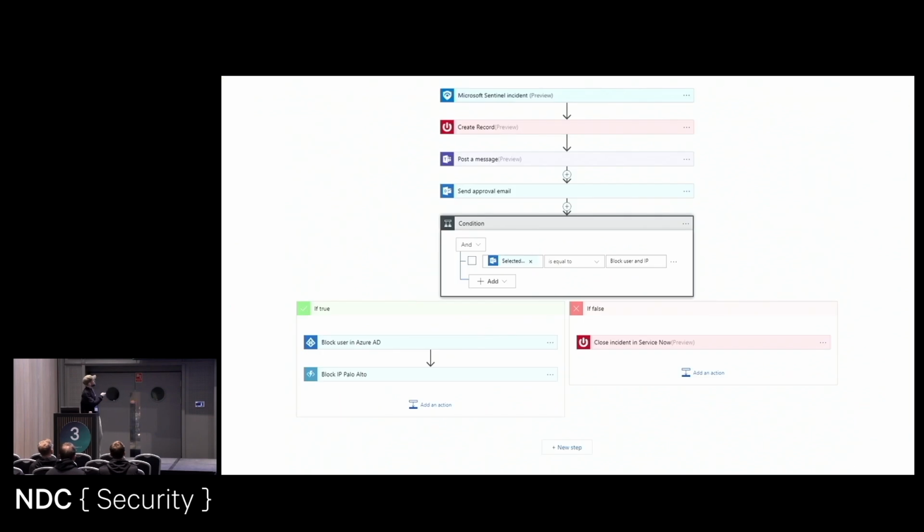But here, just as an example, you have an incident that happens. Usually this is an automation rule triggering. You can create a record, post a message, and then you can send an approval email. And if they reply to the approval email with block user and IP, you can block the user and the IP. If not, you can just close the incident in ServiceNow and say it was an error, false positive.